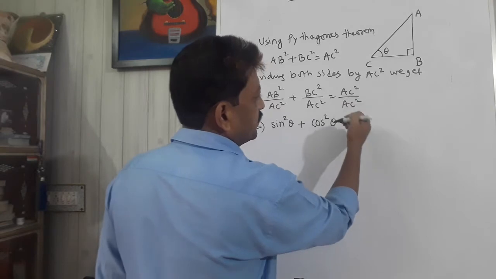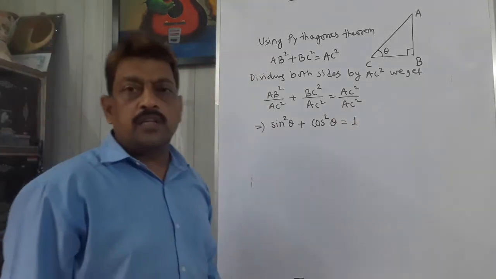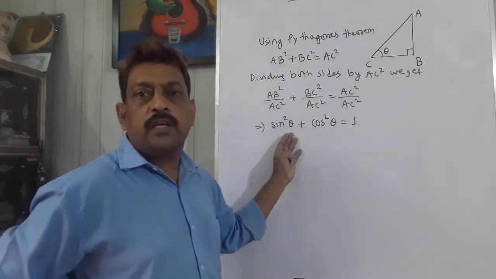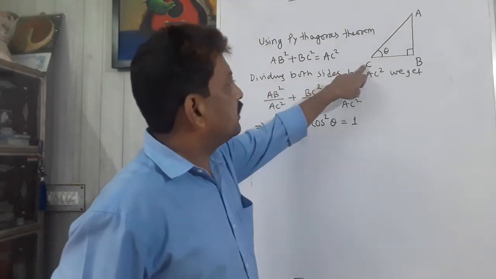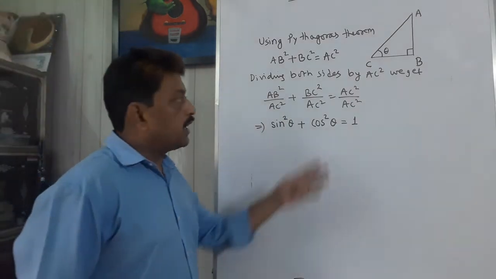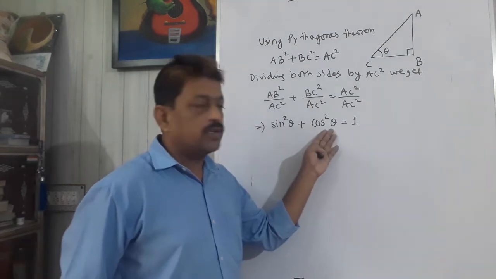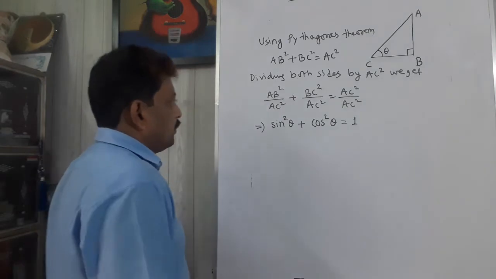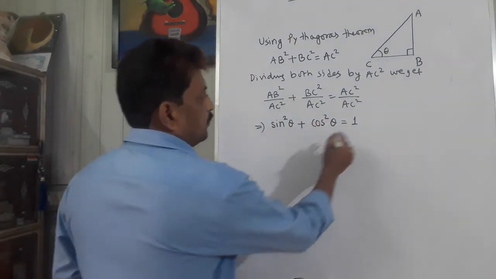right hand side AC square will be cancelled, we will be getting 1. Therefore sin square theta plus cos square theta equals 1. In place of theta we can also write A by changing this angle. Instead of writing this C here, we can write A also. In that case, this sin square theta we can write sin square A, and cos square theta we can write cos square A. Okay? So this is the first one proved.